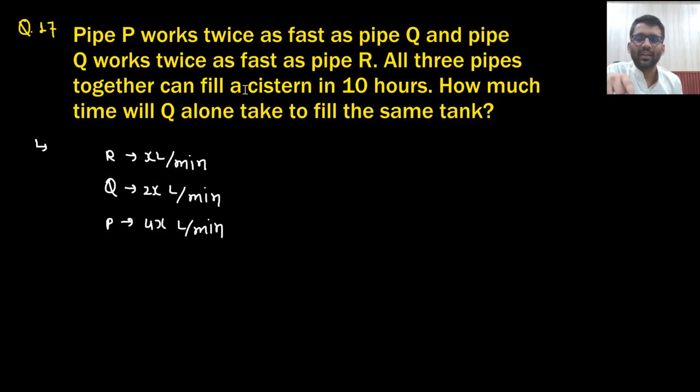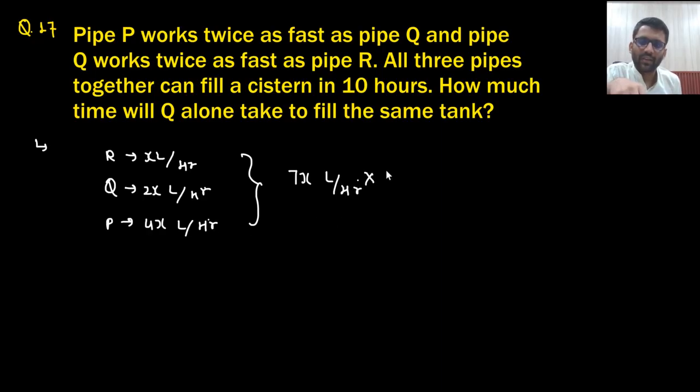All three pipes together can fill the cistern in 10 hours. All three are working together. That means 7x liter per hour, not per minute, per hour I should write. So 7x liter per hour and working for 10 hours. That means the total strength is 70x liter. So this is the total strength.